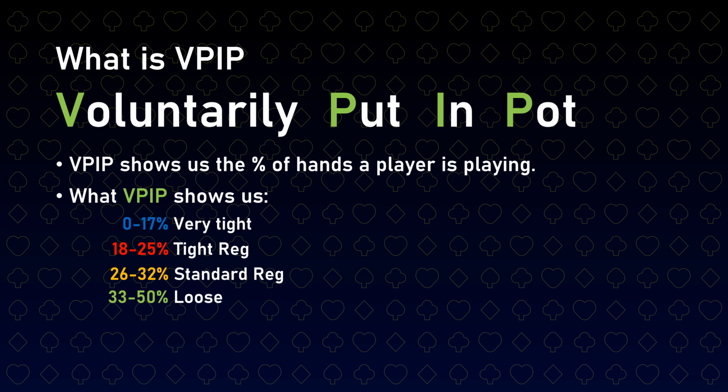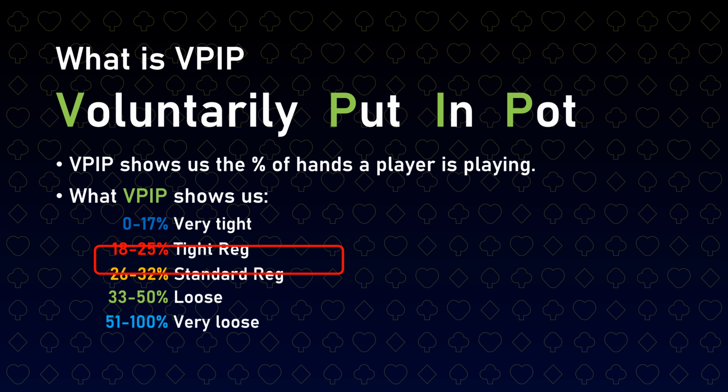33 to 50% is starting to become a bit loose. A lot of fun players will play this kind of range, just wanting to get into hands really often. 51% plus is really loose and is asking for trouble. A player with a range this wide is going to struggle in a lot of hands, as their range is just too weak. I think we want to aim for the tight reg range as a newer player.